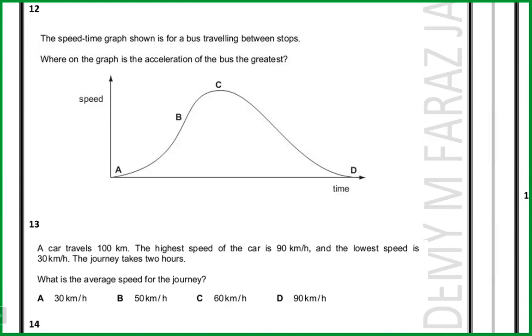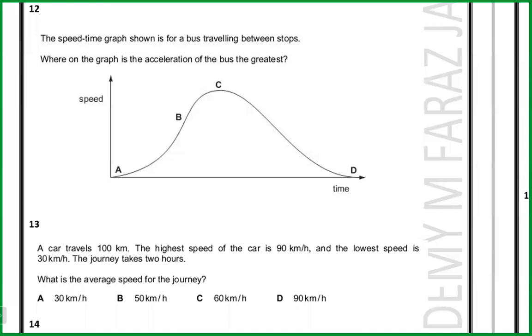Actually, it is not about the value of speed. If somebody had asked where the object is traveling fastest, it would be C. But where its velocity is increasing at the highest rate, it will be B, because that is the region where it has maximum slope, maximum gradient, maximum angle with the x-axis. Very well done. Good.